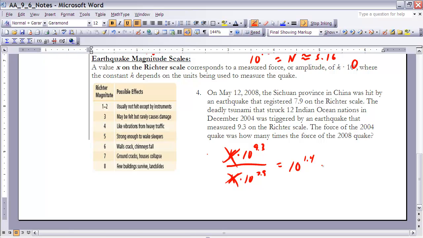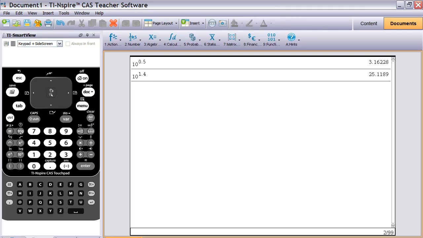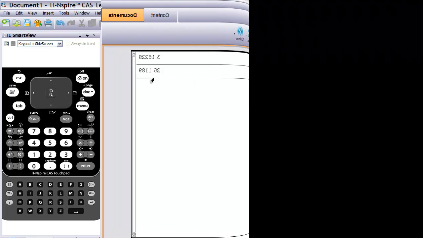So that's how much more intense the earthquake in 2004 was than the earthquake in 2008. So that's approximately equal to 25 times as intense. Okay, if we look at that on our calculator, if I take 10 to the 1.4, I get just a little bit over 25. So it would be approximately 25 times as intense.